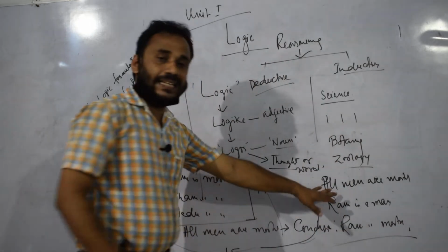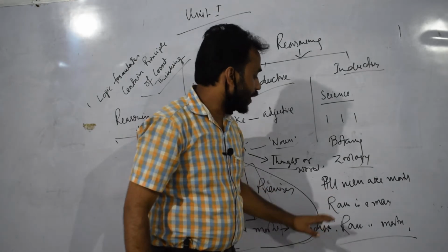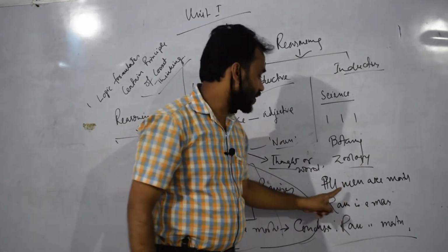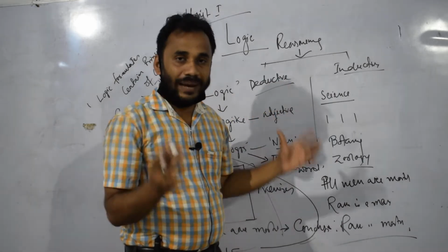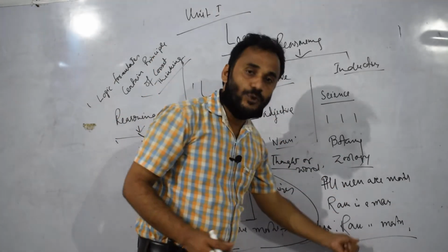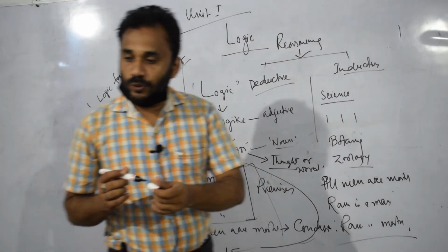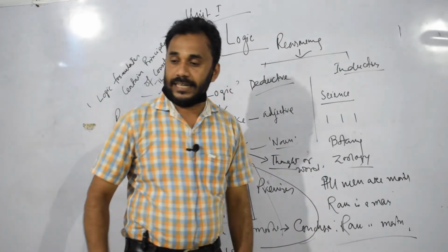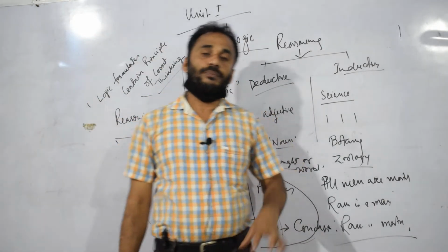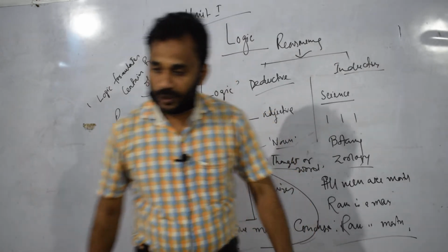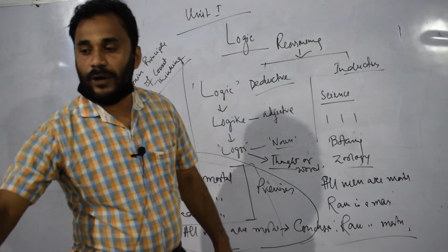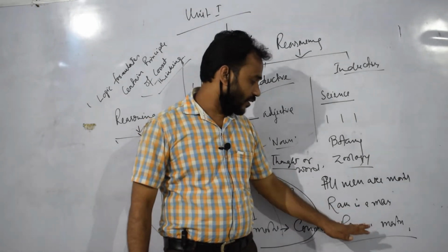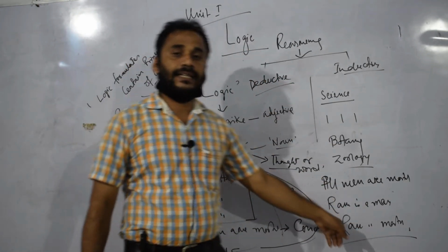So here in this example, the conclusion is not more general than the premises. That means here in the premises, all men, that is the whole man community is included, but the conclusion is one. So here the conclusion is drawn from one or more given premises, that means two premises, but the conclusion cannot be more general than the premises, which is mainly an inference from general to particular. For example, all men are mortal, Ram is a man, therefore Ram is mortal. This is an example of deductive inference.